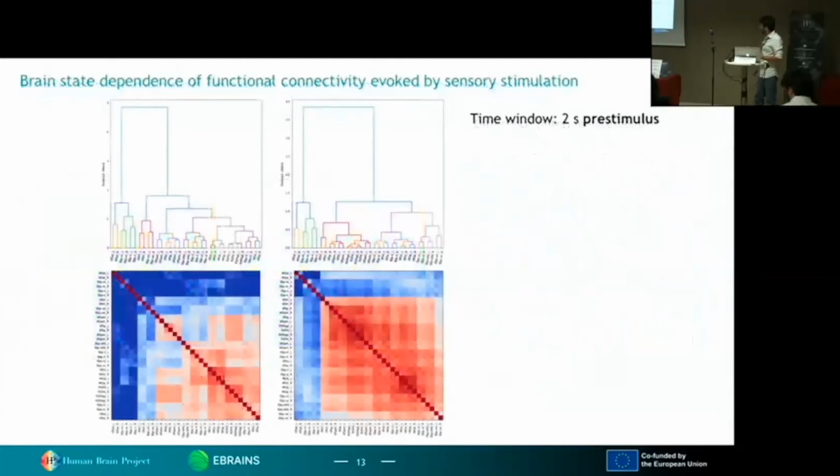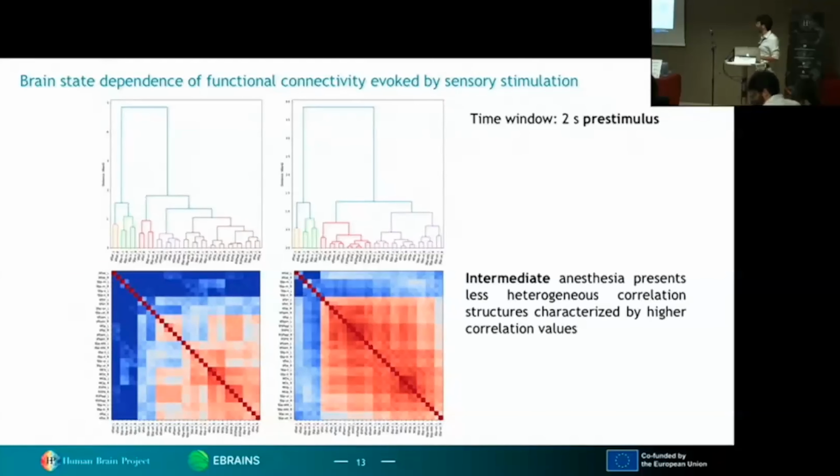Then we performed the correlation structure analysis. We computed the functional connectivity matrices on several cortical areas, and over the matrices, we performed hierarchical clustering analysis. As you can see, as expected, the two levels of anesthesia are mirrored by different structures of the networks. In particular, overall, the deep anesthesia shows more heterogeneous connections and a lower level of correlations compared with the intermediate state of anesthesia.